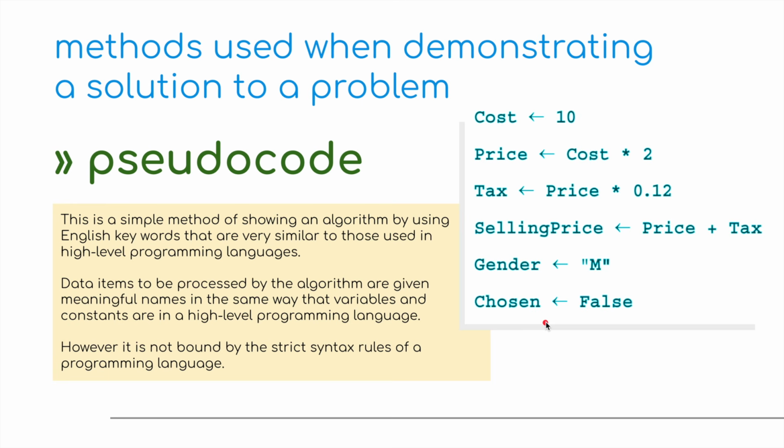Okay, so pseudocode. What is pseudocode? This is a simple method of showing an algorithm by using English keywords. They're very similar to those used in high-level programming languages, such as Python. Data items to be processed by the algorithm are given meaningful names in the same way that variables and constants are given suitable names. However, and this is where the difference lies, it isn't bound by strict syntax rules. It is sort of standard English, but you'll see as we progress.